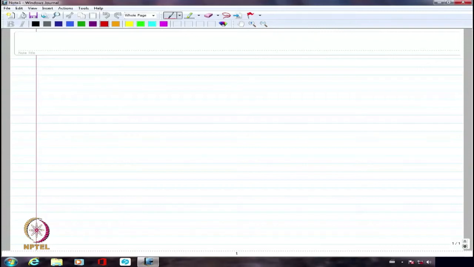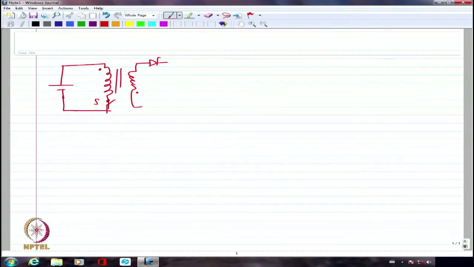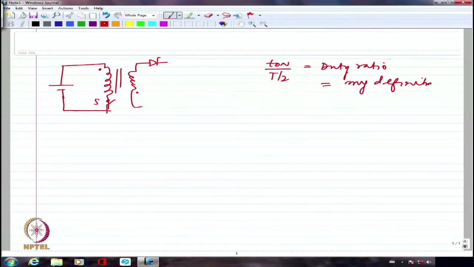So, let's go over the isolated DC-DC converters. We had come until push-pull. In push-pull, the way the duty ratio is defined in Daniel Hart is a little different from what I had defined. I had defined basically whatever is the on time divided by T by 2 as the duty ratio. This is what I had defined, right? This was my definition. Whereas Daniel Hart actually is defining this as T on divided by T, the entire T.